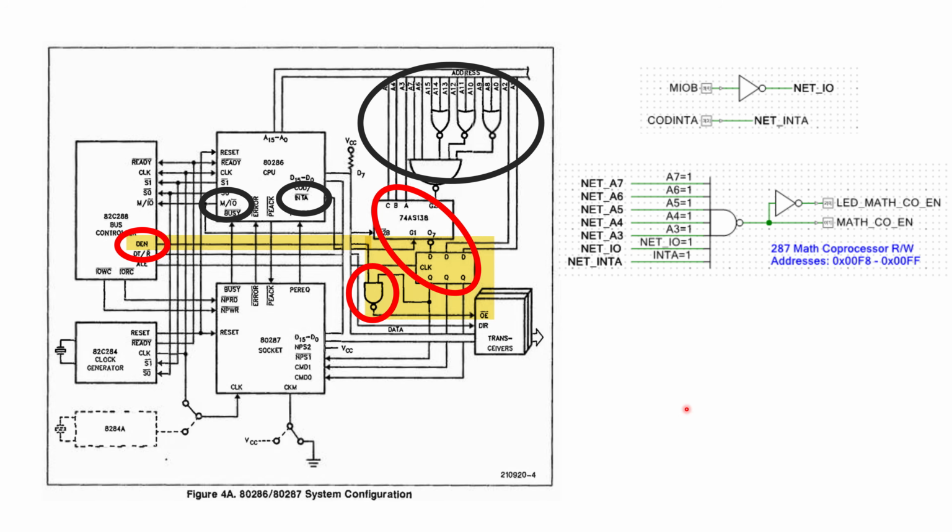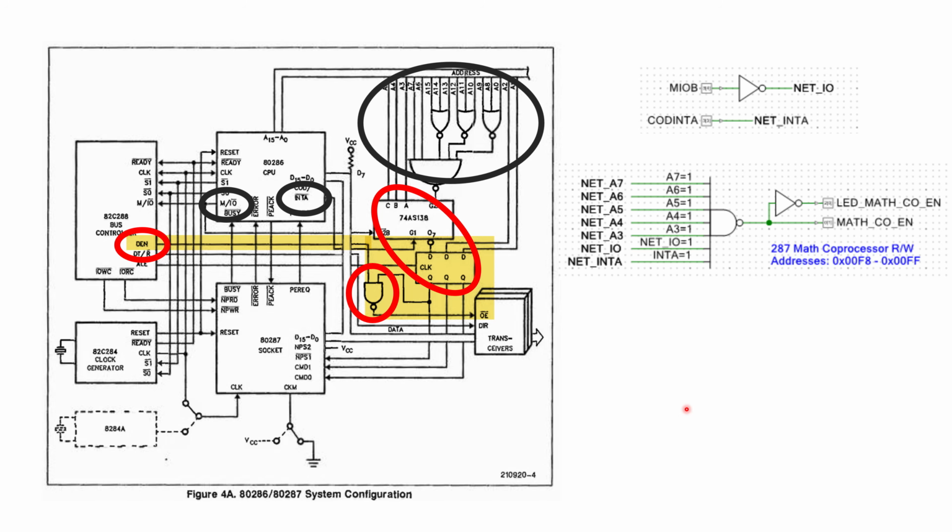And then underneath that, I'm also going to look at CPU INTA, and that's got to be high. That's telling me that it's not doing an interrupt, basically. So if INTA went low, I'm in the middle of an interrupt. So this is going to say only let the math coprocessor work if we're not in the middle of an interrupt. That's at least how I'm interpreting all of this as I go through it.